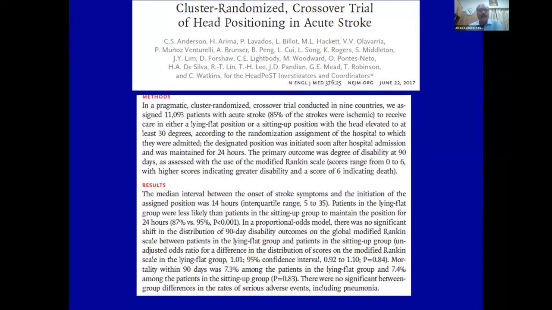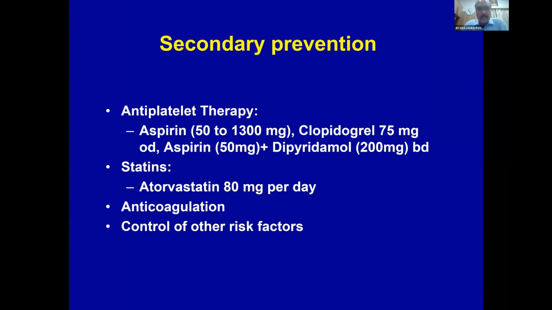Secondary prevention, of course, antiplatelet therapy and statins and anticoagulation. You can start early. Anticoagulation, based on the type of cardioembolic stroke, you can delay or start early, and you need to start the management of diabetes, hypertension, and other risk factors in the stroke unit.